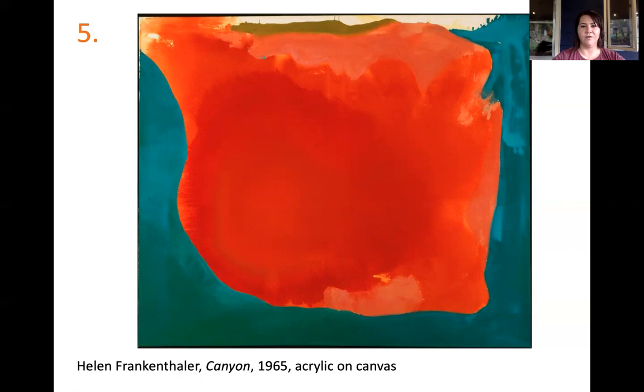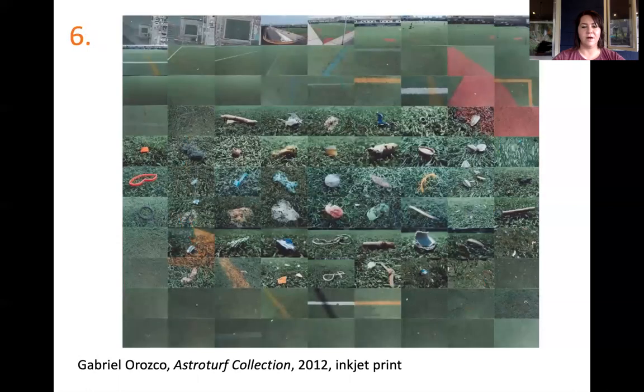Canyon by Helen Frankenthaler. All right, and the last one, we've got AstroTurf Collection by Gabriel Orozco. And an inkjet print is just a photograph that's been printed on an inkjet printer. Or I guess, sorry, I shouldn't say photograph, I should say image that's been printed on an inkjet printer, because you can print more than just photos, right?